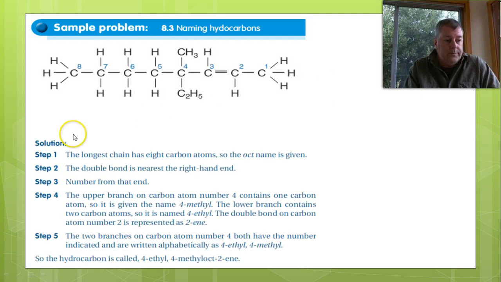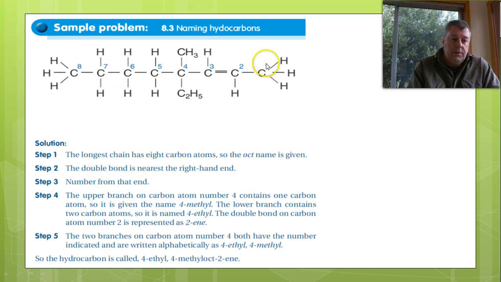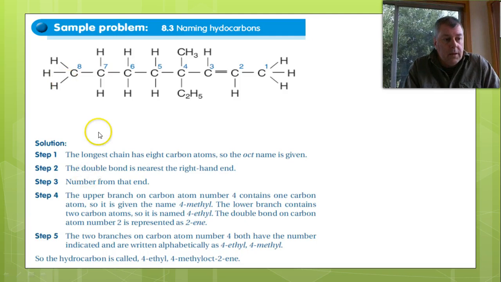Okay, so solution. The longest chain is 8. That's where the oct comes from. The double bond is nearest this end, so we number from this end across. If we'd numbered from this end, we would have got the numbers wrong, so that's a bad thing to do. If we number from that end, we've got a branch, we've got a 4-methyl, we've got a 4-ethyl, we've got the double bond, which is 2-ene, and the 2 branches of carbon atoms on number 4 have the same number, and therefore we have to write them alphabetically.